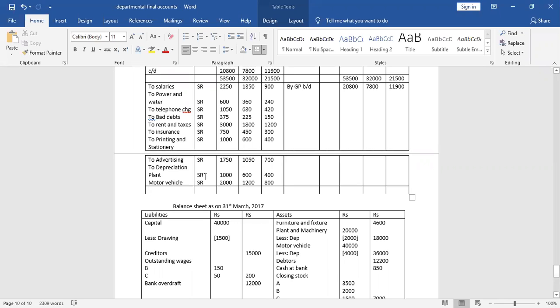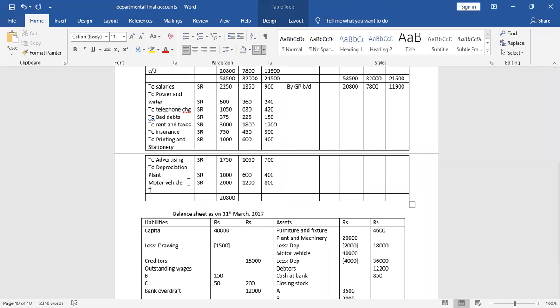So 2800 is heavy, meaning credit is heavy for Department A. So for Department A it is net profit. So what is the profit amount? 2800 minus 13775, we are getting 7025.